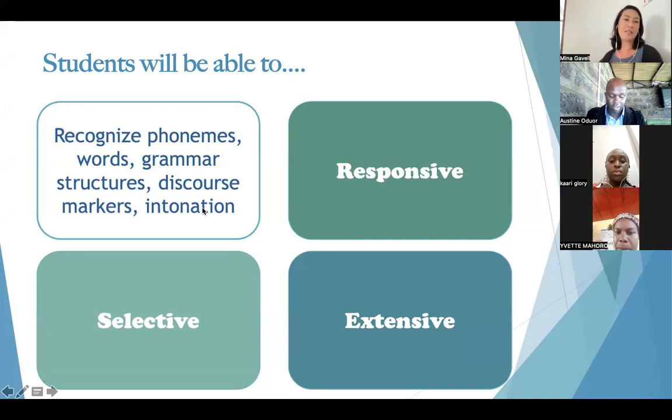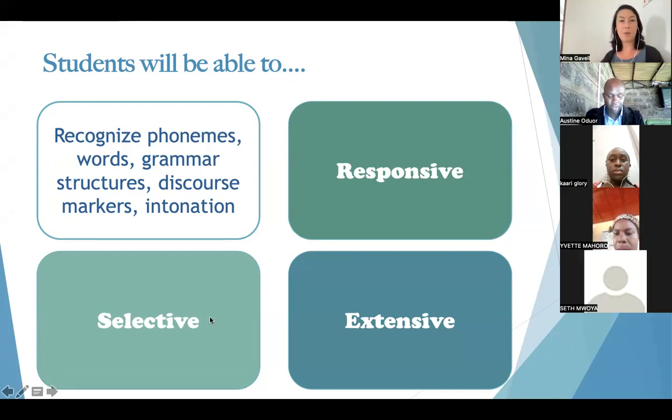So this first type, intensive listening, students need to be able to do this to some degree of success in order to do any other type of listening. So this is the very basics of listening. The next step up is responsive, and this is a specific type of listening. For example, we might be able to do the other types, selective or extensive, without doing responsive, but all of these other types require this ability to do intensive listening.